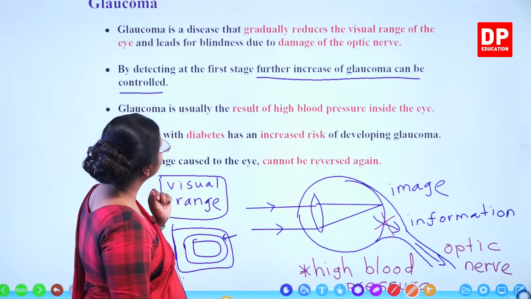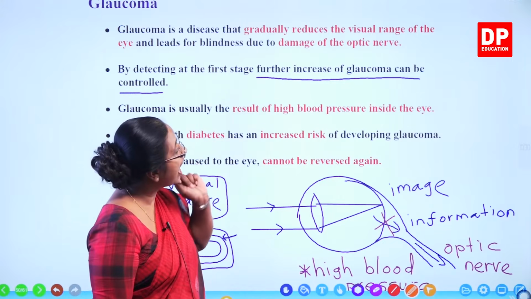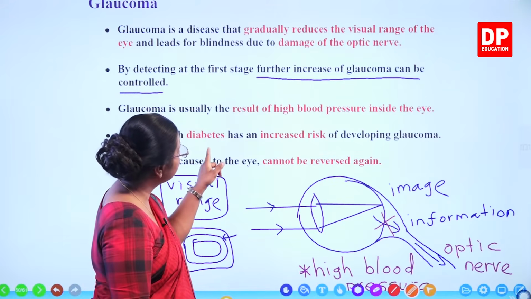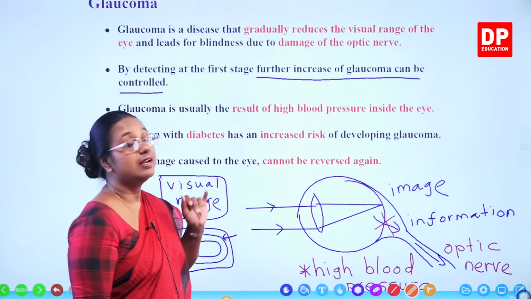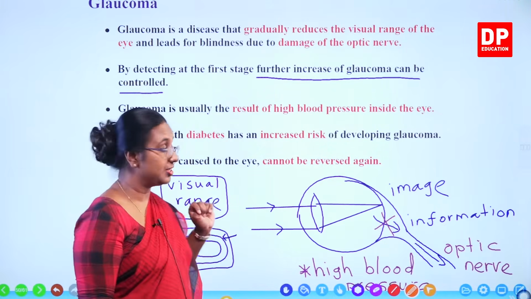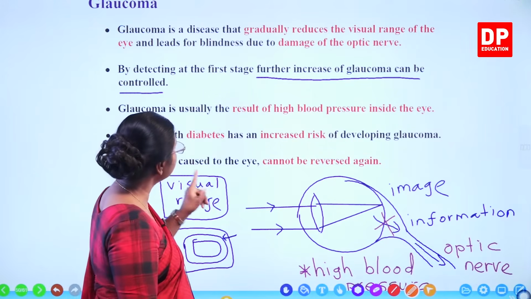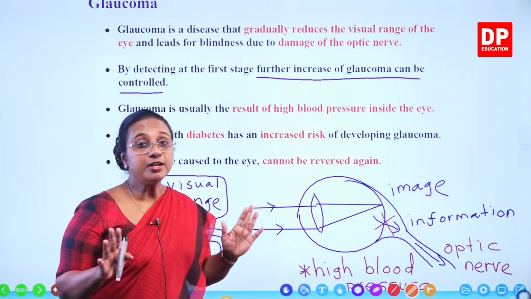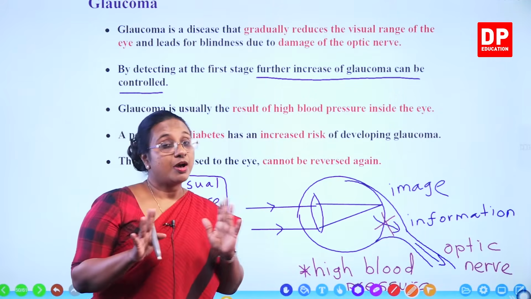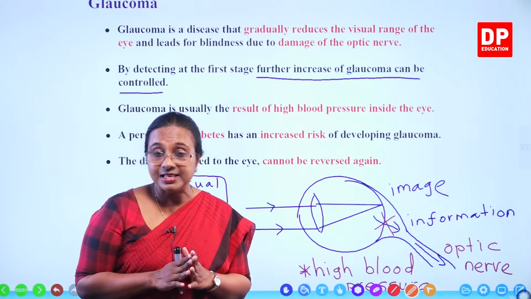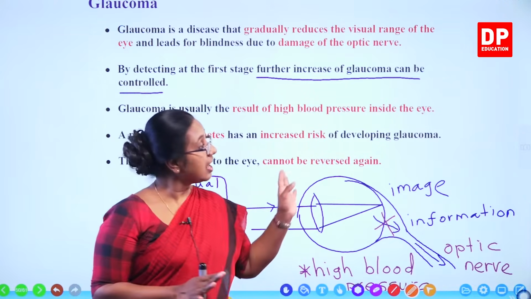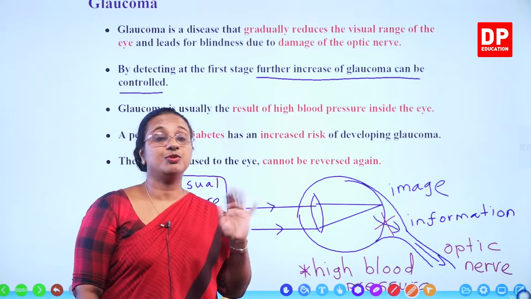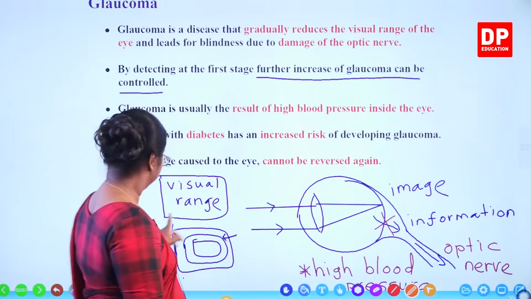So, glaucoma is usually the result of high blood pressure inside the eye. And a person with diabetes has an increased risk of developing glaucoma. I mentioned that to you. The damage caused to the eye cannot be reversed again. So, you cannot reverse the damage. So, I am sure you all can understand this condition clearly. Now, I will move on to the next slide where I explain how the visual range decreases.